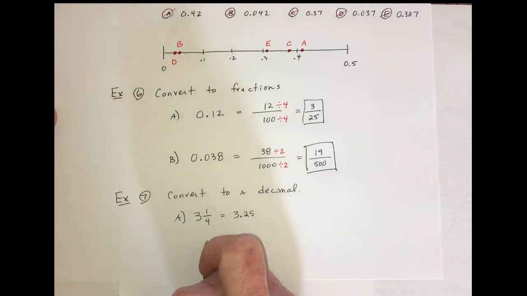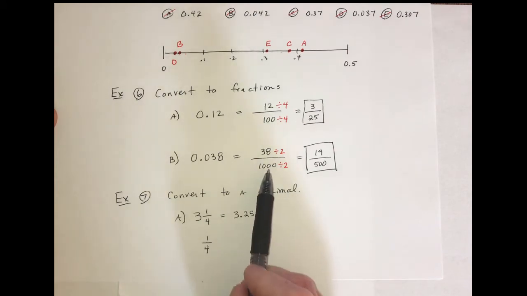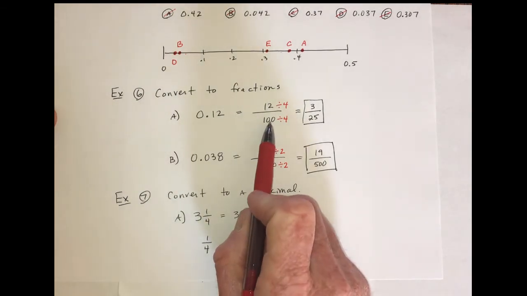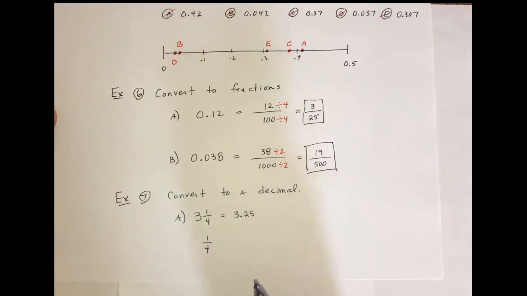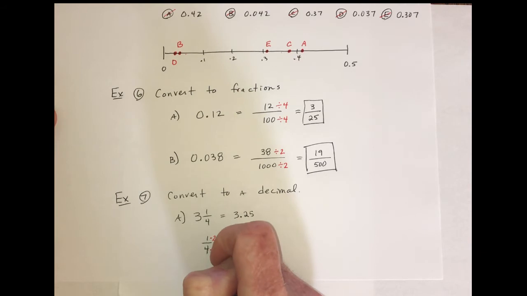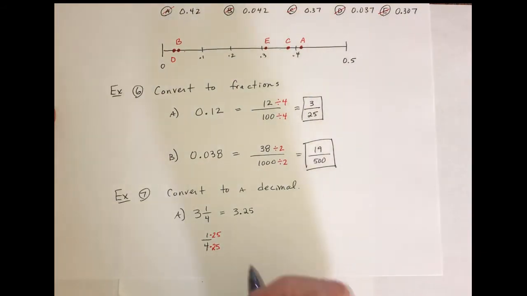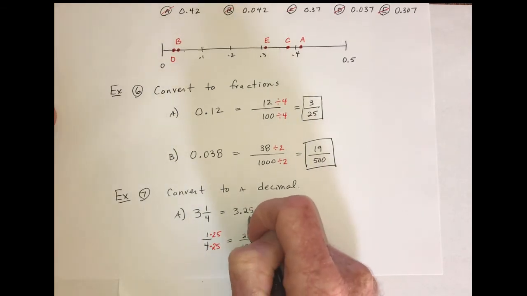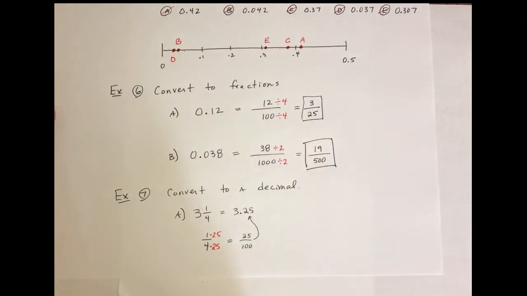Or you could look at 1/4, and when you're using the decimals, all of these are either 100, 1,000, 10,000, something like that. So if I could get this denominator to be 100, then I could work backwards and know what the decimal is. To make this be 100, I would need to multiply by 25. And if you multiply by 25 on the bottom, you need to do that on the top. So then this is going to be 25 100ths, and then that can be written as 0.25.